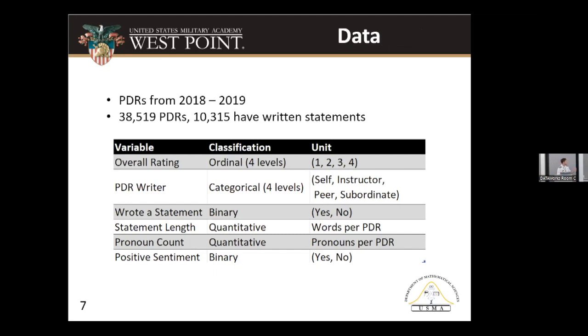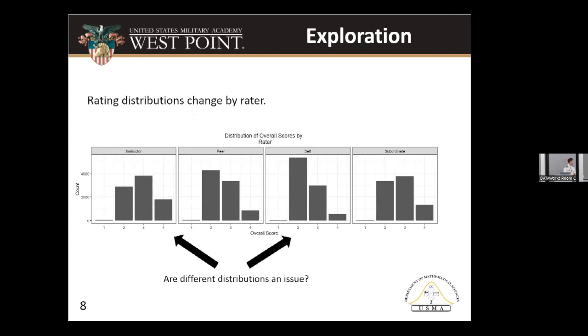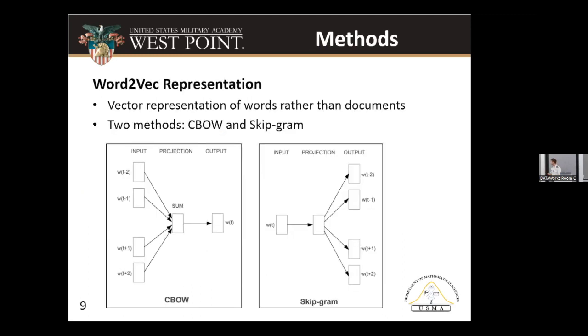Getting into the data, our data is from 2018 and 2019. We have about 38,000 PDRs, 10,000 of which had this optional written statement. Here's a summary of the variables that we used for this study. A quick exploration. These are the 4 writers that can write and a distribution of their overall scores. And we see there's a pretty big difference between categories, which is more inspiration for why we're doing this research.